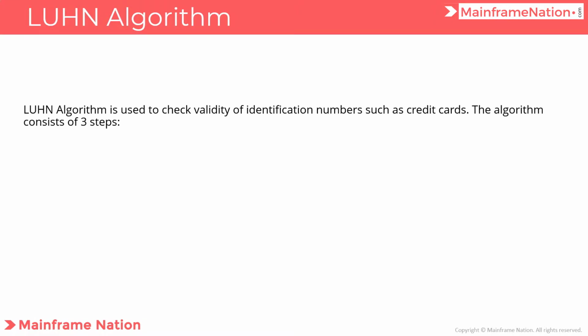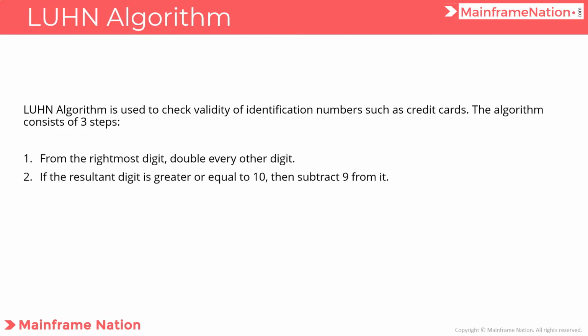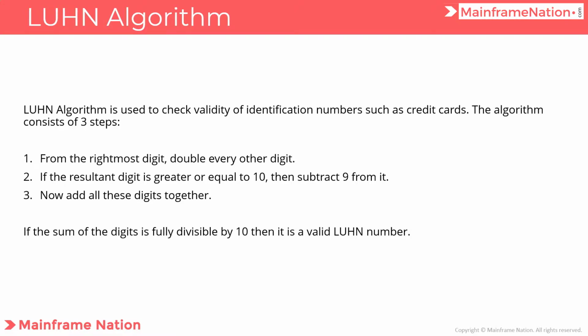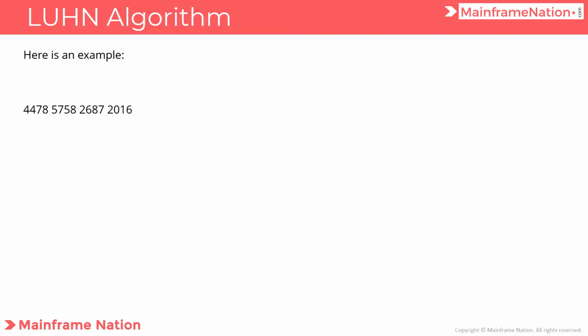Let us first understand what is LUHN algorithm. It is used to check validity of credit card numbers. Step 1 is to double every other digit from the rightmost digit. If that digit is greater than 10, then we will subtract 9 from it. Then we will add all of these digits together. If the sum of these digits is fully divisible by 10, then it is a valid LUHN number.